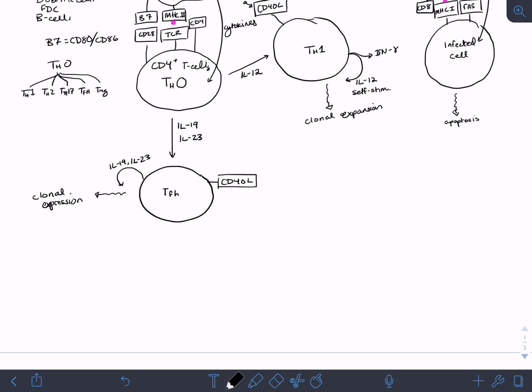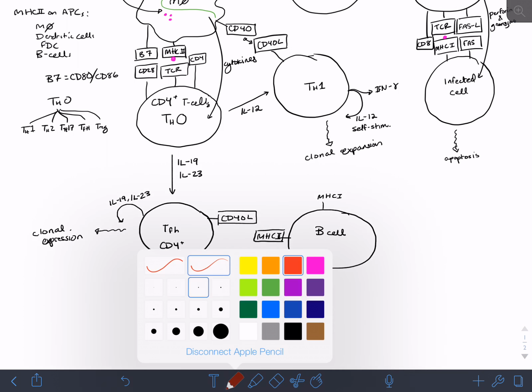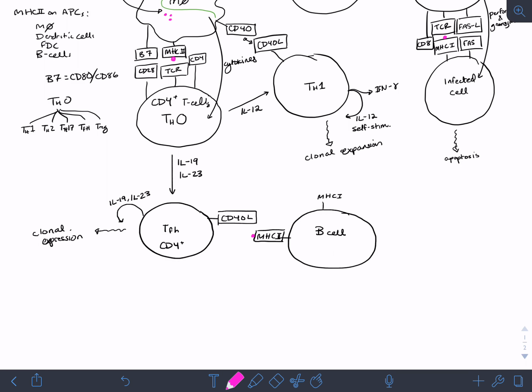Now that you have the CD40 ligand, you need to create a memory. The whole point of these T follicular helper cells is to create memory for this exact viral infection. And we know that memory cells come from B cells. So the T follicular helper cell, the TFH, is going to find a B cell. We also know that a T follicular helper cell is a type of CD4 cell, and the B cell is a professional antigen presenting cell. So it has MHC1, because everything has MHC1, but it also has MHC2. And by the way, this B cell has been activated by the viral infection. It's actually been infected with this virus, and it's specific for this virus.